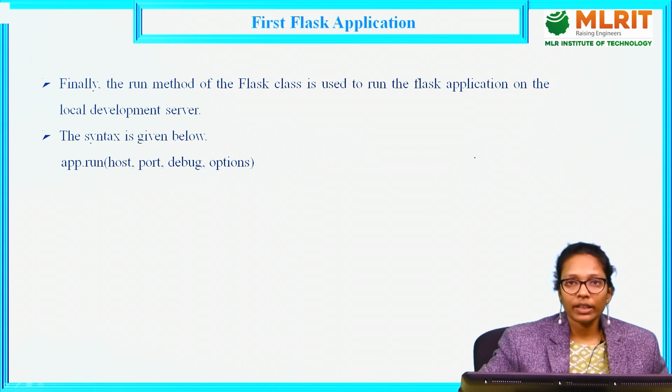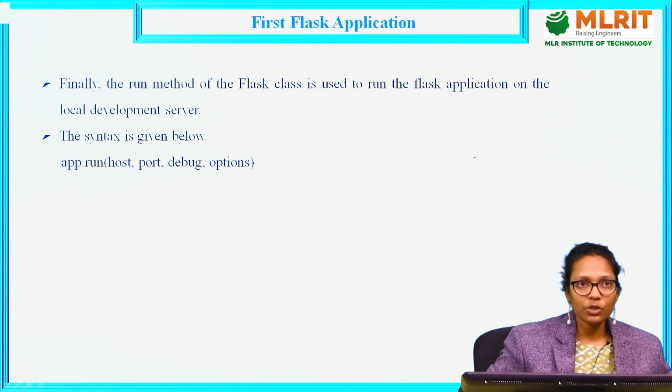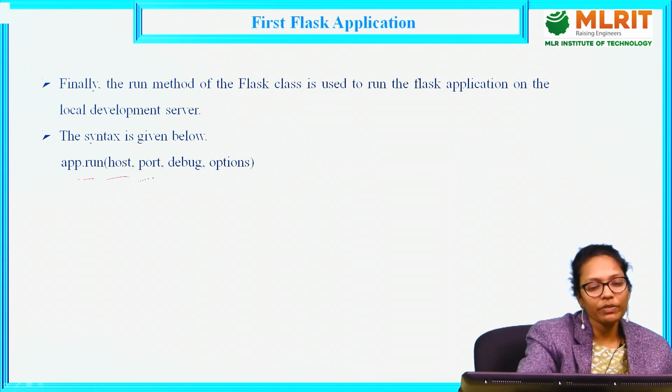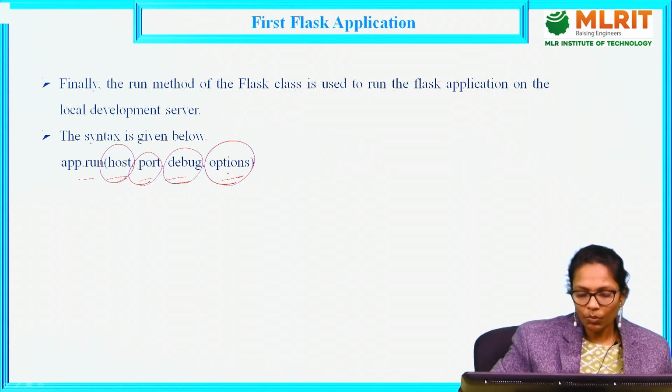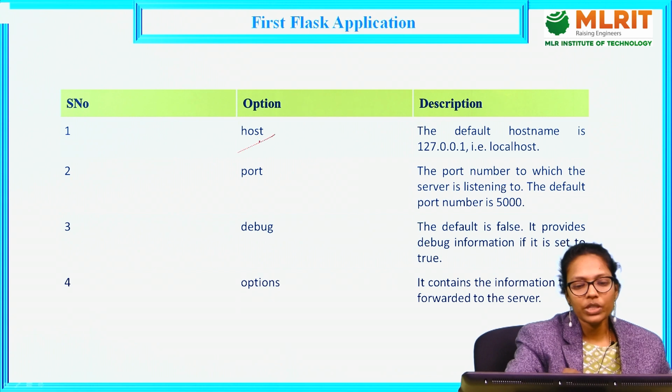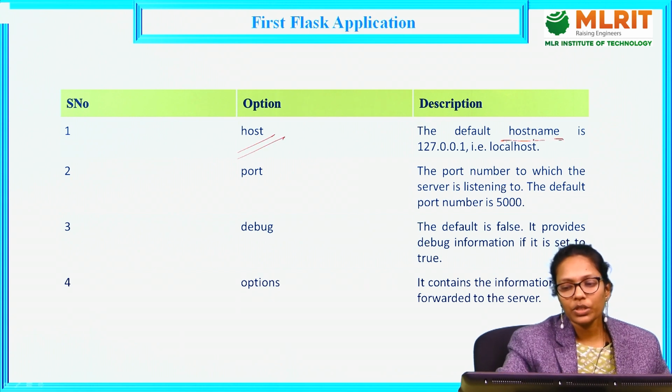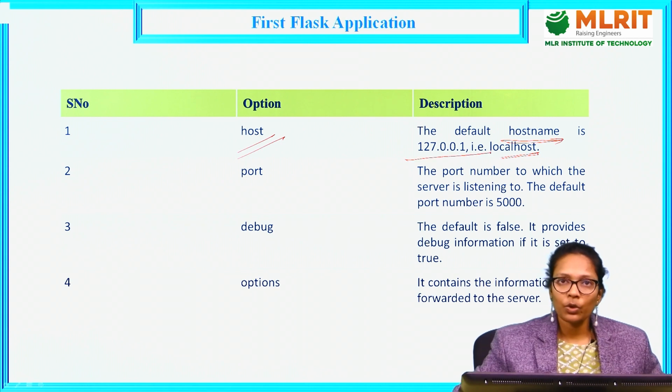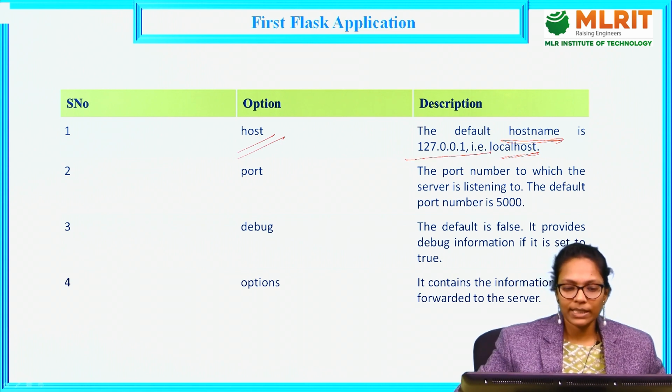Coming to the run method, we are calling the run method explicitly in some applications. The syntax of the run method takes 4 different parameters: host, port, debug and options. So what are these parameters? Host is nothing but the default host name, which is localhost, and the IP for this localhost is 127.0.0.1 for this Flask application.